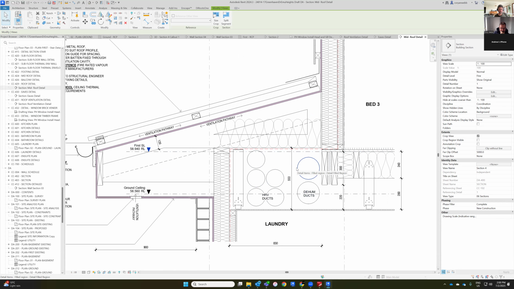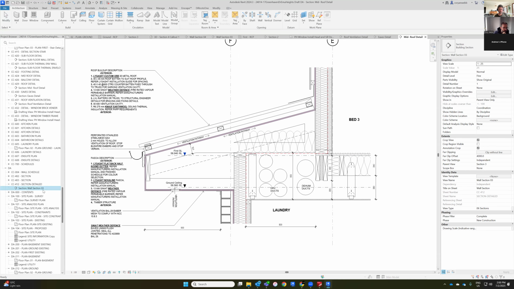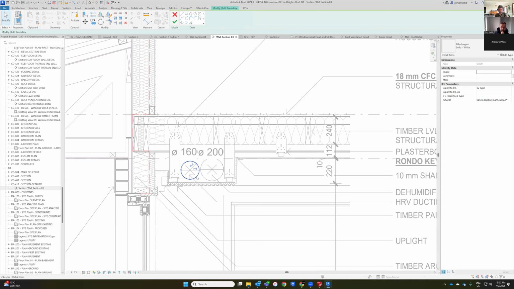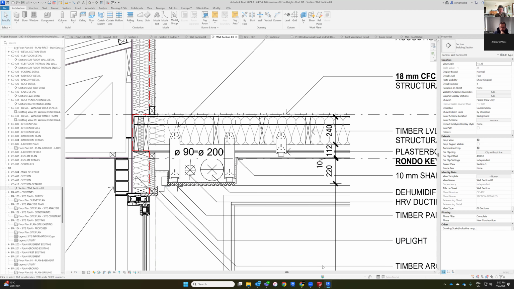Speaking of which, back a moment, about 2 or 3 minutes ago, you had a section shown through the dining area with the 160 and the 200 duct in it. Is that the outside diameter? Assume it is. Okay, so the 160 should be 90. This one should be 90. Oh, that makes things a lot better then. So confirm that with Scott, but I'm pretty sure that it will be 90.